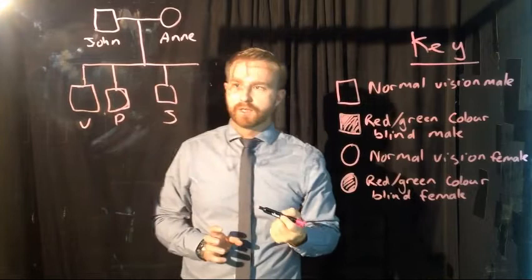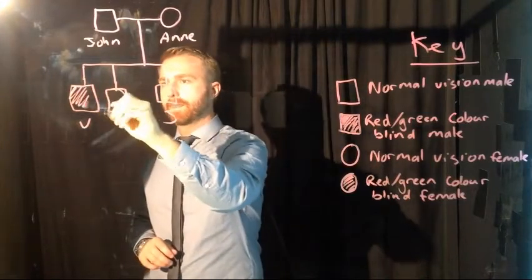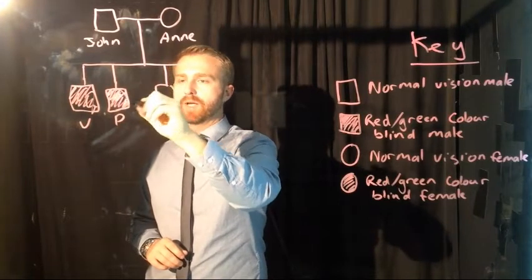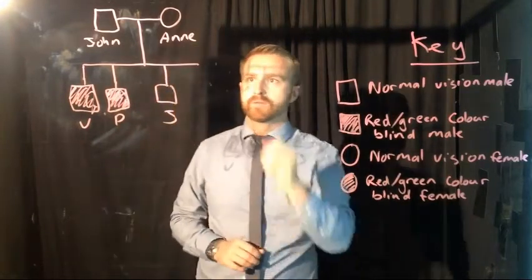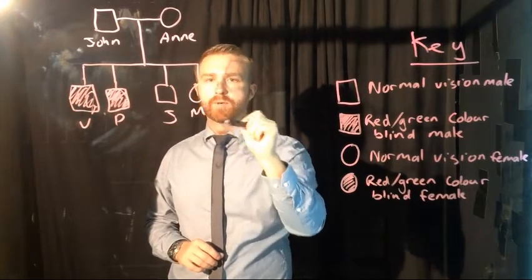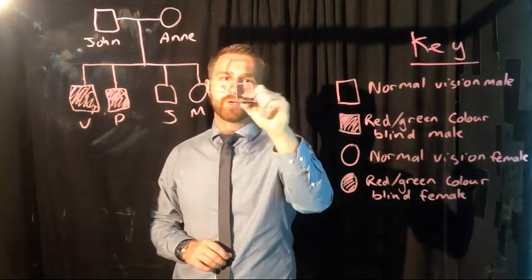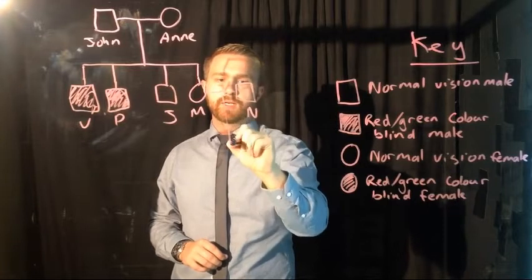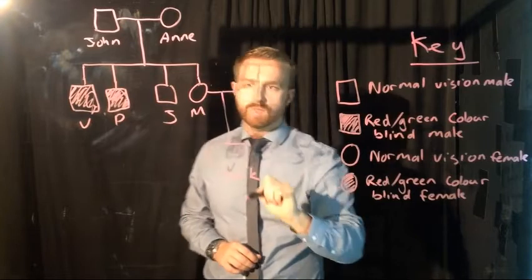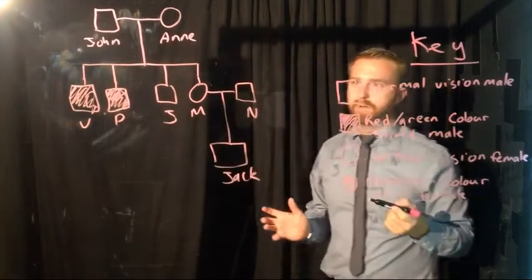And it says in the question that Vincent and Paul both were colourblind, which means we colour them in because they had that condition. Then they had a daughter too, who is Maria, put an M there, and she is married to a guy called Nick, and they have a son, the question says, called Jack. So that's how we construct that pedigree.